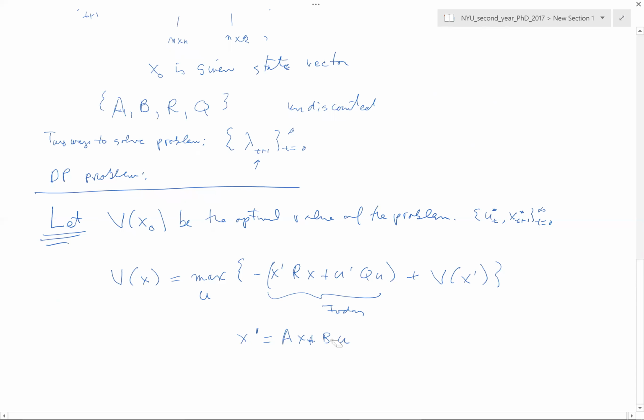What we do is we use some reasoning to show that the value function is going to have to satisfy this functional equation, where it's the same value function on the right-hand side and the left-hand side. So whatever the value function is, it's going to have to satisfy this equation. And this, of course, is the Bellman equation.